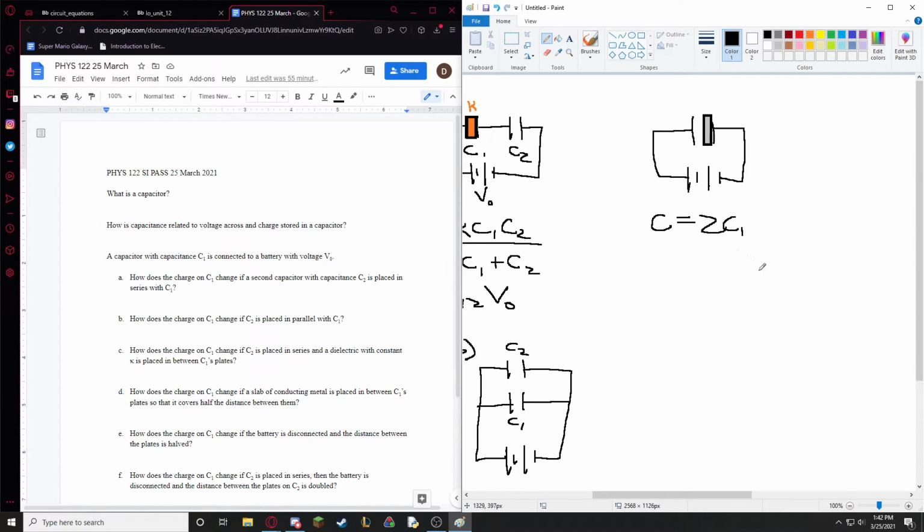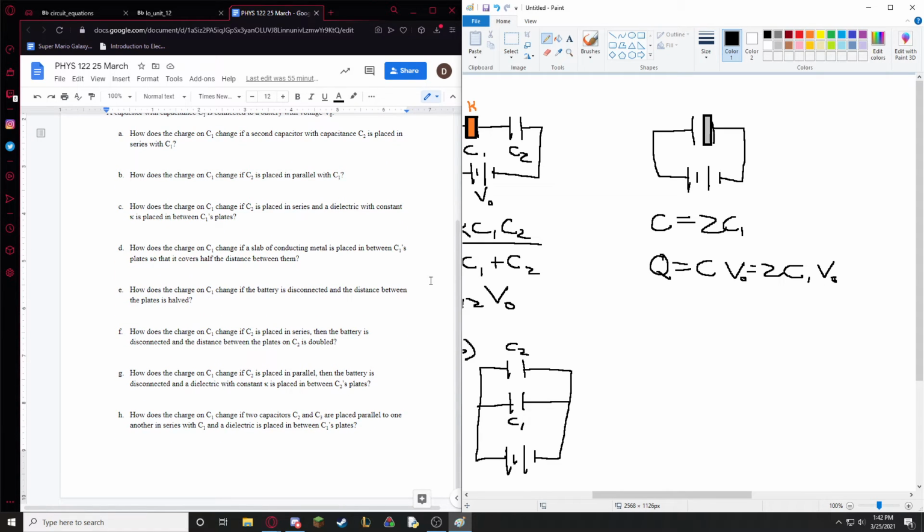So the capacitance is equal to 2C1, and then we know the charge is just C times V naught, which is equal to 2C1 V naught. So essentially, our charge ends up doubling. Does that make sense? Anyone have any questions about this? All right. So let's hop into the next one.